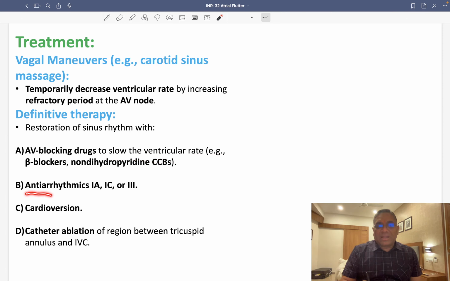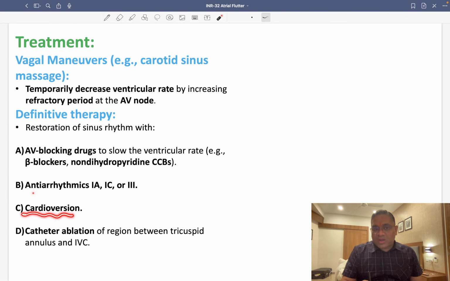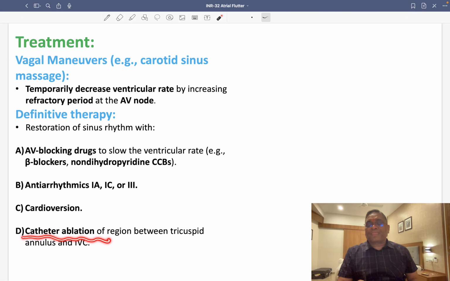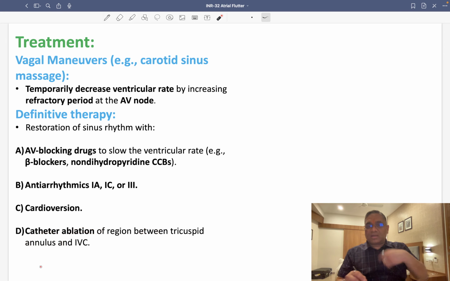We can also use antiarrhythmics class 1A, 1C or 3. We can go for cardioversion, and the final option is catheter ablation, right? Catheter ablation of the region between the tricuspid annulus and the IVC, where that re-entry circuit was formed, you remember? That catheter ablation will be the definitive treatment in this.